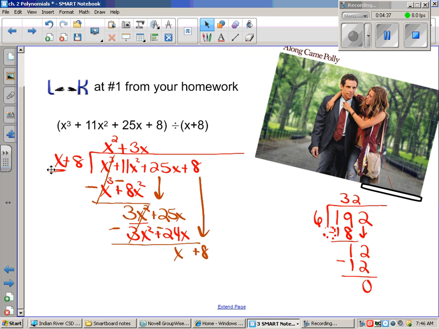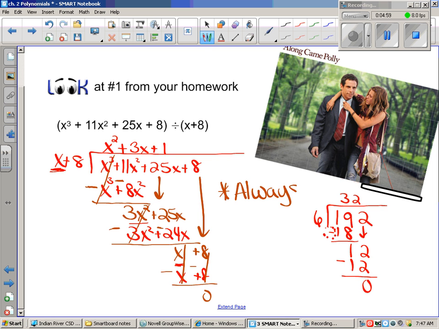Okay, how do I get x to be x? Well, you multiply by 1. 1 times x is x. 1 times 8 is positive 8. And we subtract both terms. And sure enough, we get a remainder of 0. You should always have a remainder equal to 0 if it is a root.